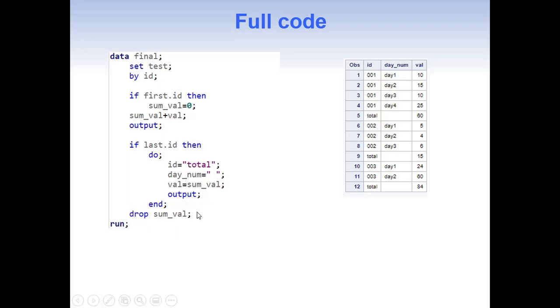As we do not need this sum underscore val variable anymore, we can drop this variable. To sum it up, the concepts of first dot variable and last dot variable, and also the concept of output, will help us to understand and solve this problem very easily.